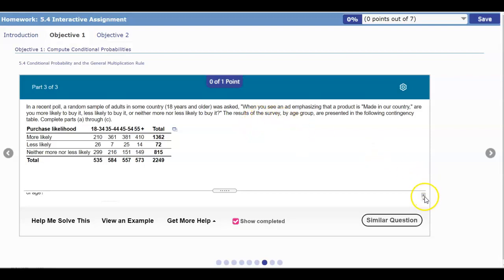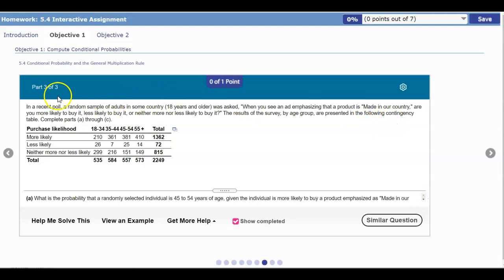The results of the survey by age group are presented in the following contingency table, and we're going to complete parts A through C. So here are the rows: more likely, less likely, neither more nor less likely, and here are our numbers for the individual age group. The columns represent the age group, and you can see that we have the total for each age group, and then we have a total amount for each more likely, less likely, and so on.